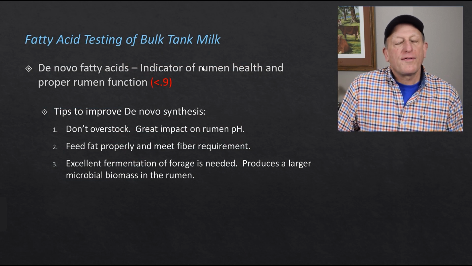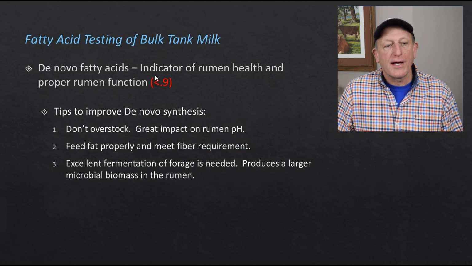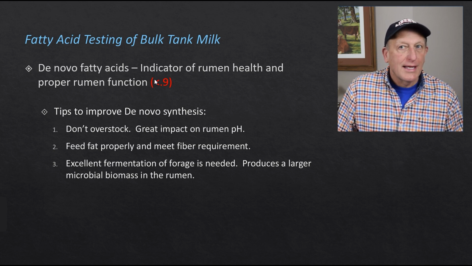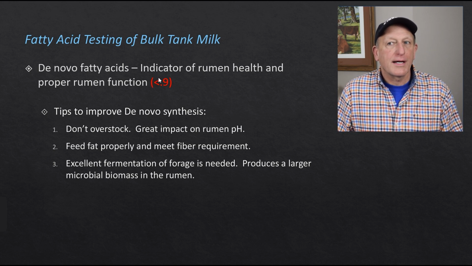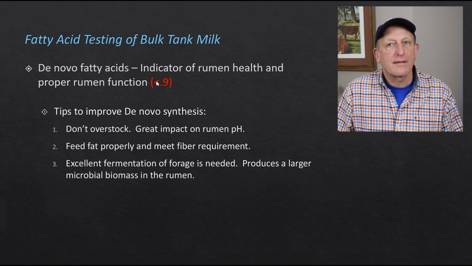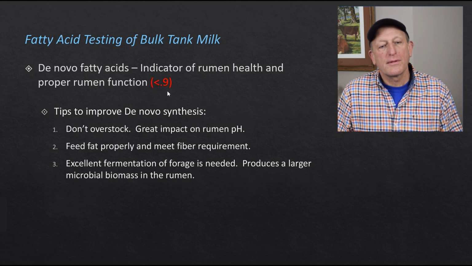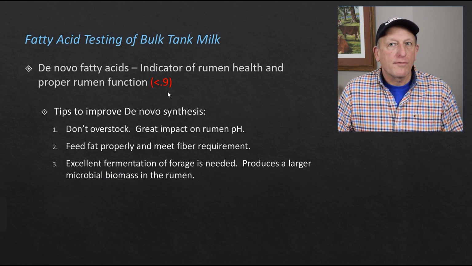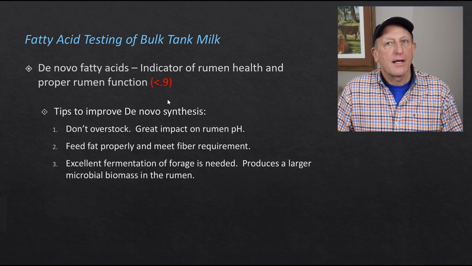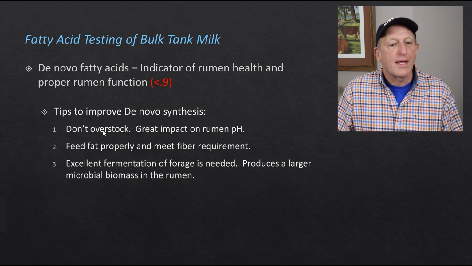So de novo fatty acids are an indicator of rumen health and proper rumen function. And when we have low pHs and we get subclinical acidosis and acidosis in the rumen, we will form oxidative stress, and that will cause poor rumen function.